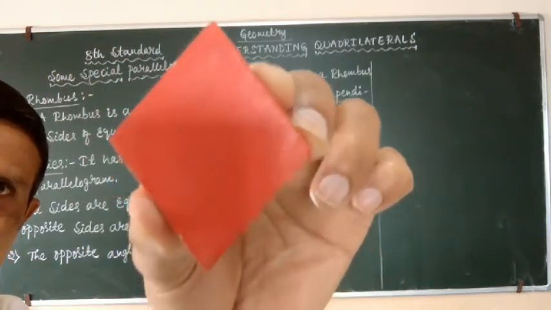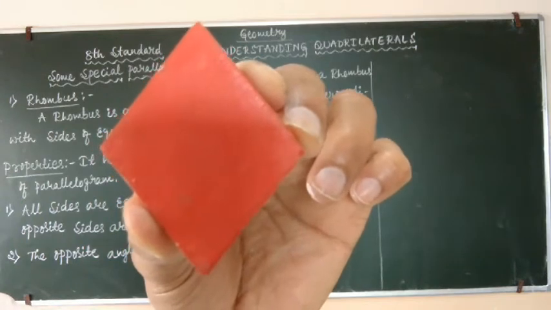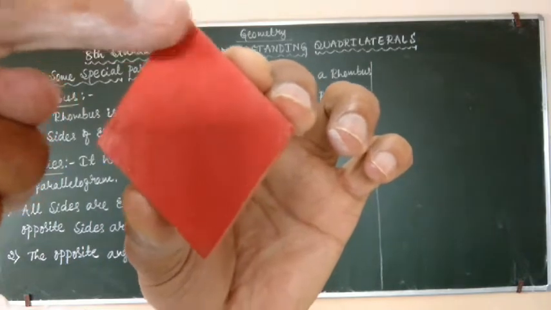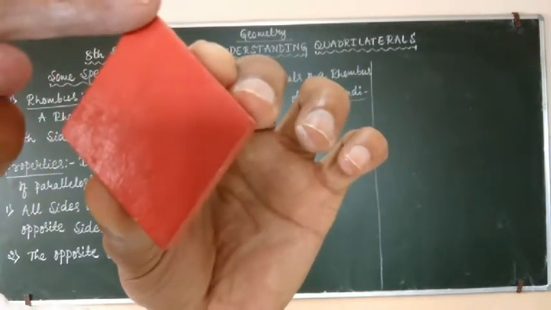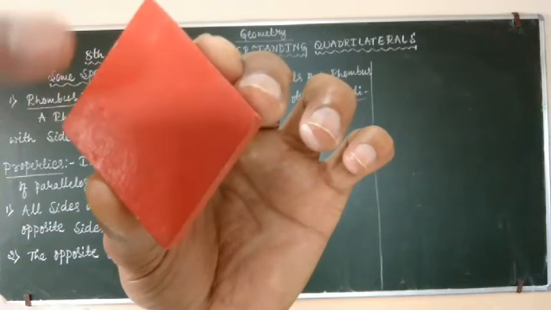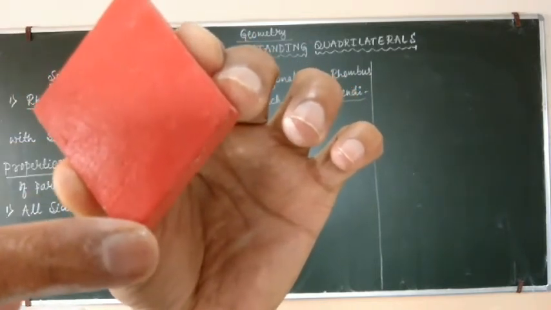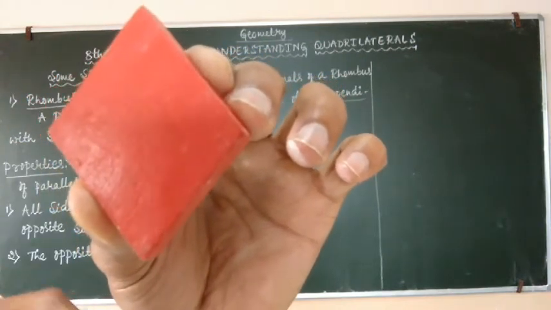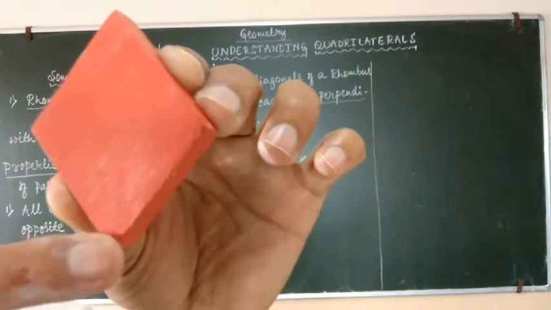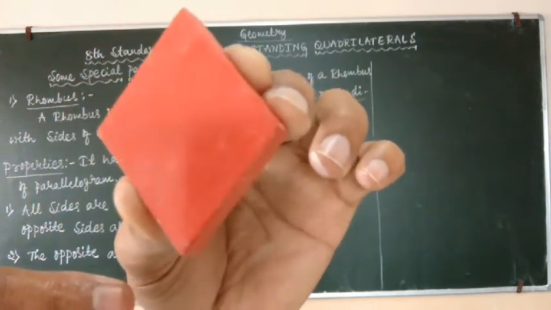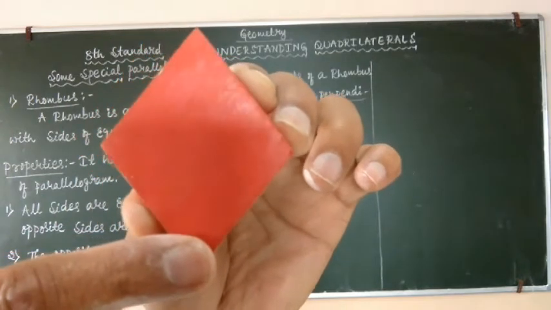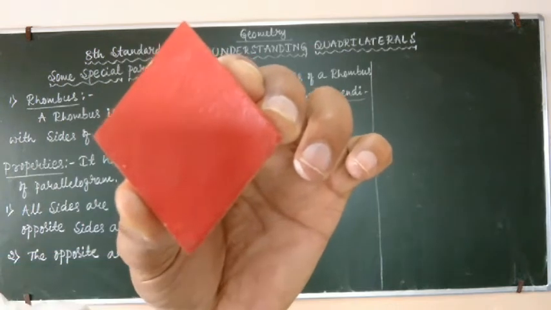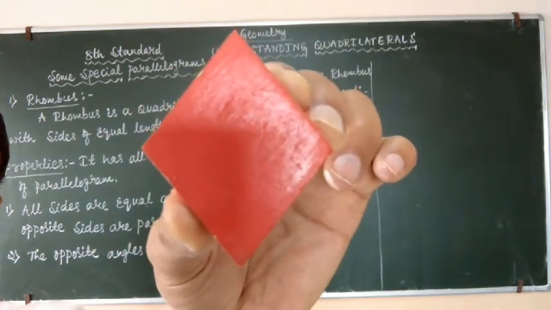Opposite sides are parallel. Similarly, students, if you come to the property of angles, the opposite angles are equal. So the measurement of this angle will be equal to the measurement of this angle. But the sum of the adjacent angles must be supplementary, that means 180 degrees. So this is about the rhombus and its properties.